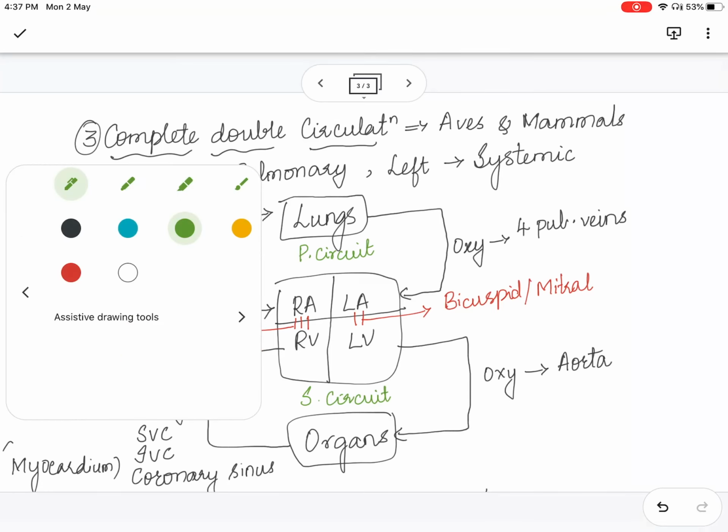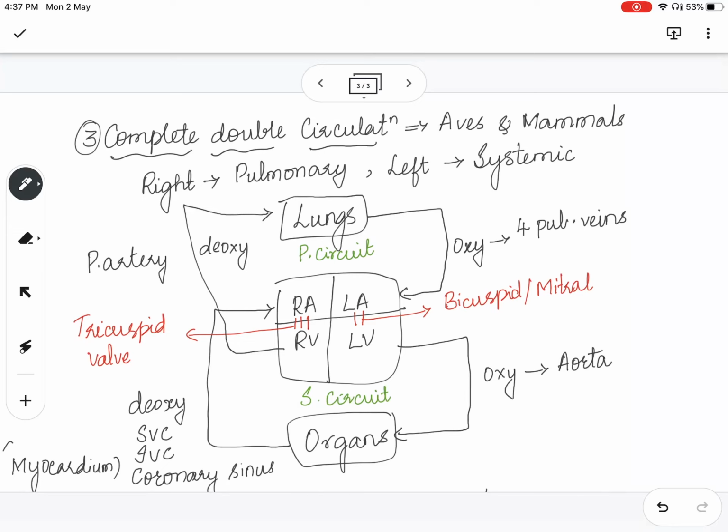Okay, I'll repeat the whole story once again. The lungs are going to send the oxygenated blood through pulmonary veins, totally four in number, to the left auricle. From the left auricle, through the bicuspid or mitral valve, it is sent to the left ventricle. From the left ventricle, the oxygenated blood is sent through the aorta to different parts of the body, where it undergoes deoxygenation. The deoxygenated blood is sent to the right auricle from the upper parts of the body through the superior vena cava, from the lower parts through the inferior vena cava, and from the middle layer of the heart, called the myocardium, through the coronary sinus.